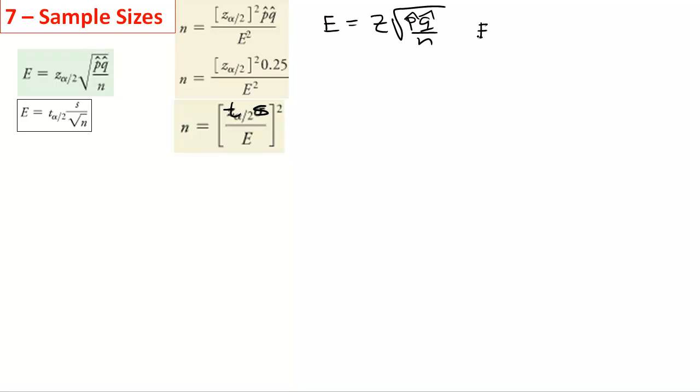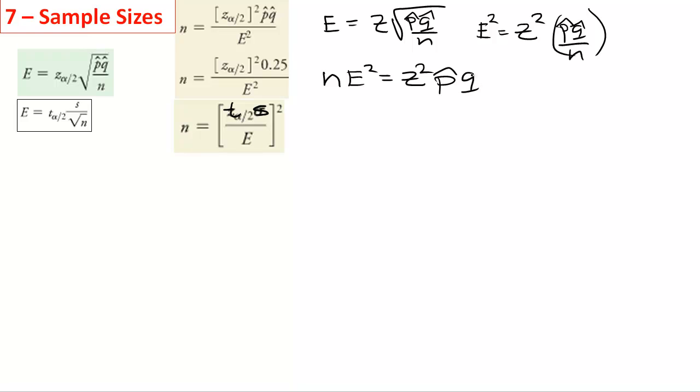So that gives us e squared equals z squared. I'm just not putting the alpha over 2, it's just the same z, right? And then p hat q hat over n. We've now gotten rid of the square root. Now, to get n out of the fraction, we multiply both sides by n, and we have n e squared equals z squared p hat q hat. All right, and then to get n all by itself, we just divide both sides by e squared. That cancels out, and there is our n, right? There's that formula.